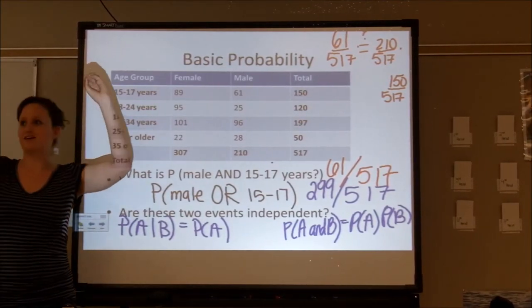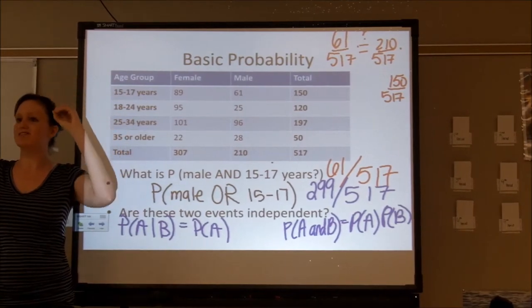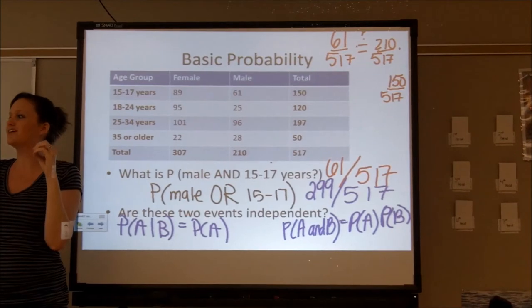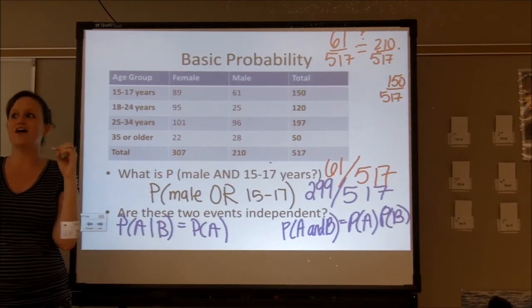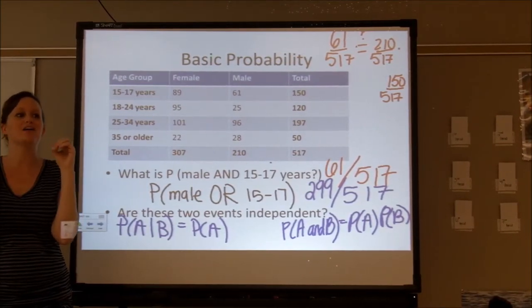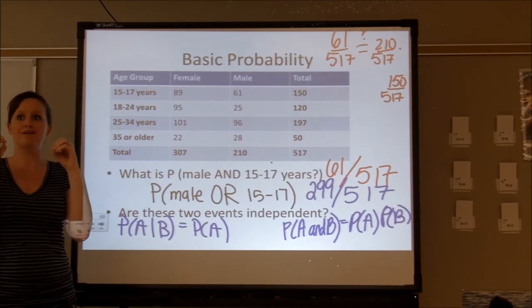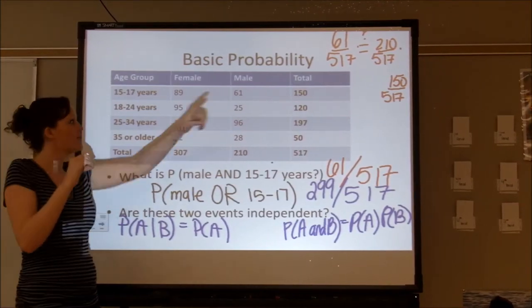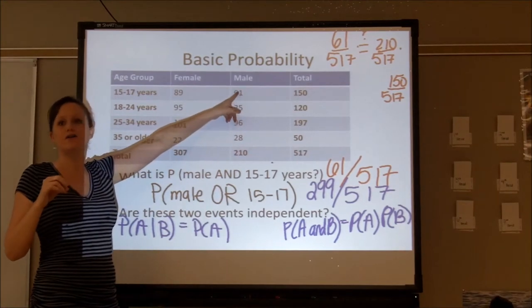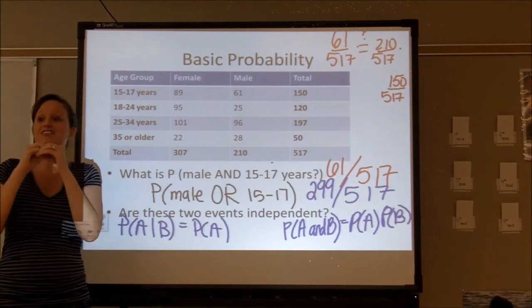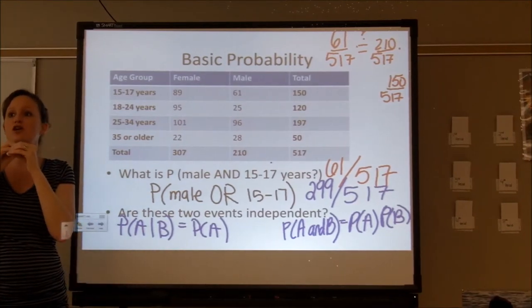Good. Disjoint means this, two separate Venn diagrams. Should there be overlap between male and 15 to 17? There should be overlap because of those 61 people. These 61 people go in the overlap. So they are not disjoint. They are neither disjoint nor independent.